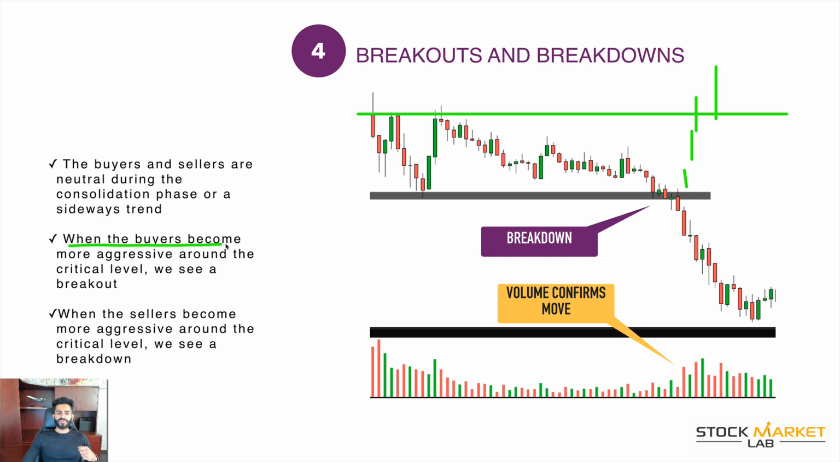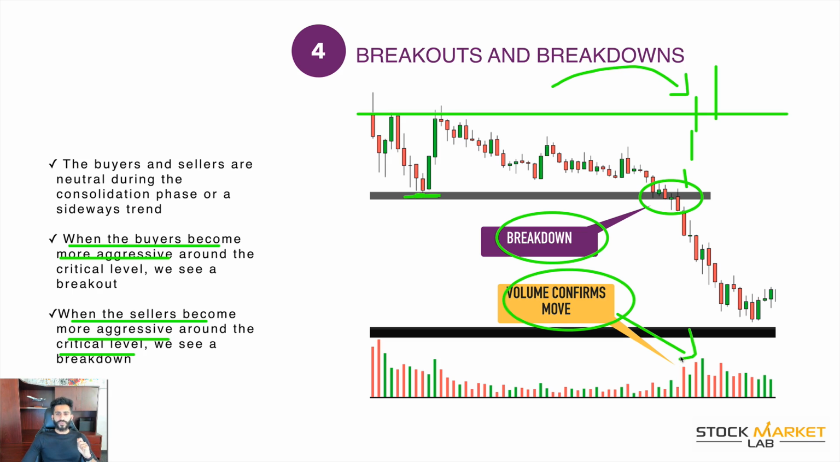Now, when the buyers become more aggressive around the critical level, we see a breakout. When the sellers become more aggressive around the critical level, known as support, we see a breakdown. You can see a breakdown. How do we know this is a strong breakdown once again? Strong and high volume, confirming a strong breakdown, a strong sell-off. Bears are in complete control, right?